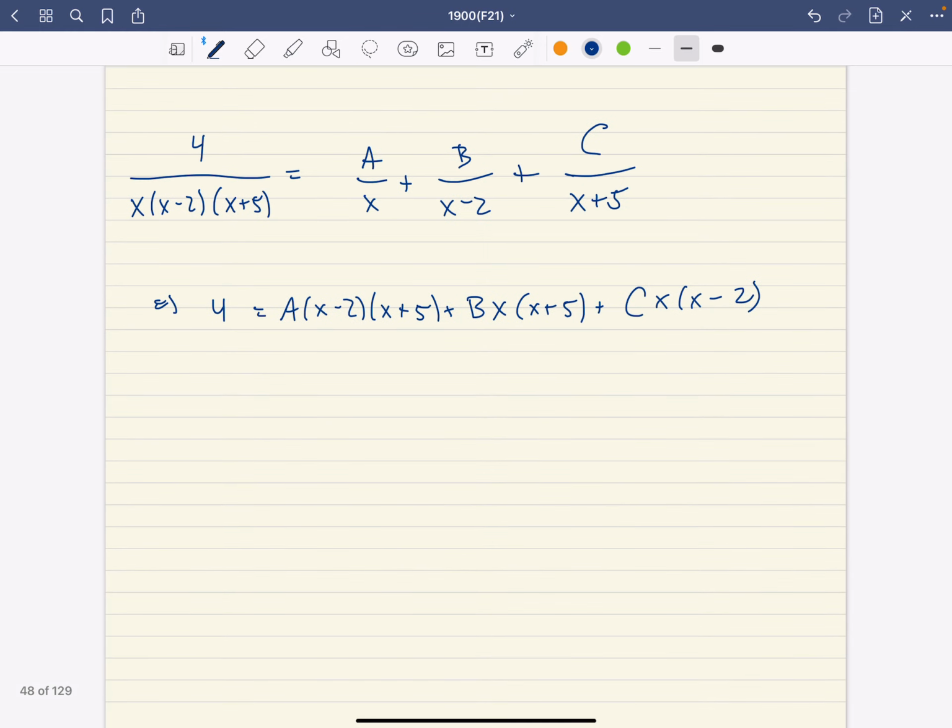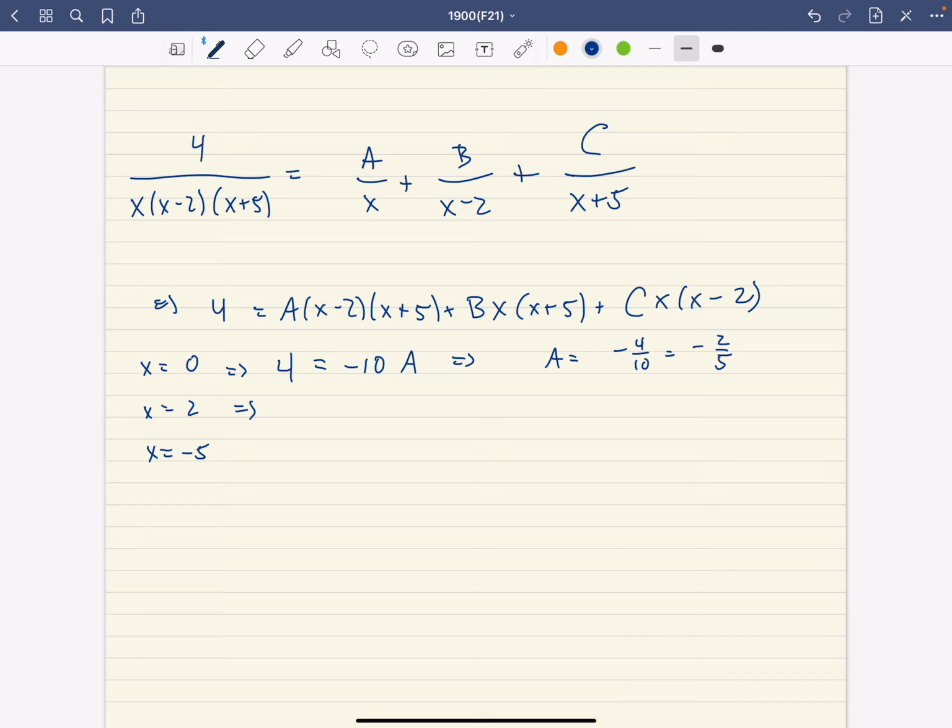In this case we have 3 constants, so I'll have to plug in 3 values: x equals 0, x equals 2, and x equals negative 5. When we plug in 0, the terms with an x in them cancel, so we automatically get 0 for those terms. The left side is a constant, so we just get 4 on the left. Then our a term gives us negative 10a, so a is negative 4/10, or negative 2/5.